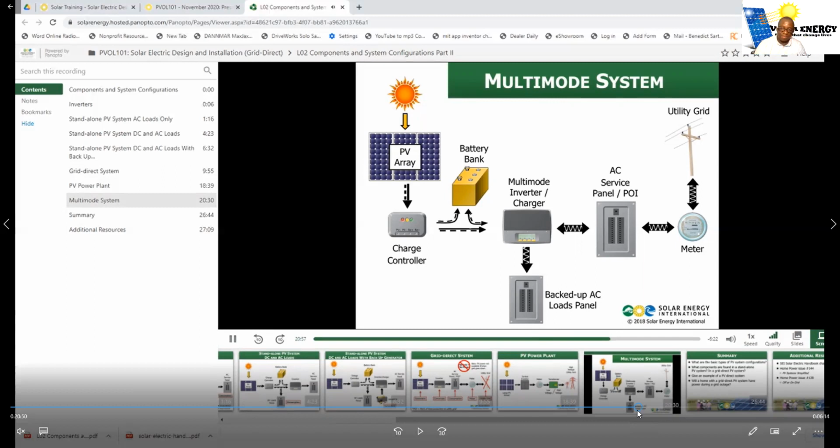You have two different panels. You have the utility grid as well, the same AC part, and the PV array as well, providing you electricity. But when one is sending current, the other one shuts off. When current is coming from your DC source, your utility grid source shuts off. When current is coming from your utility grid source, your DC source shuts off. So that's the multi-mode system. Very important to know.